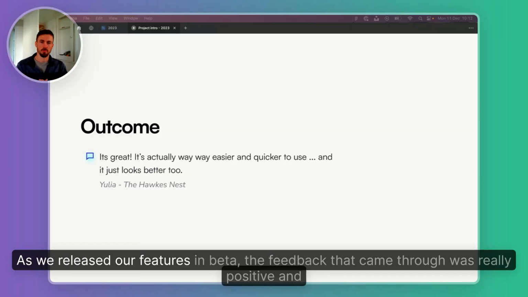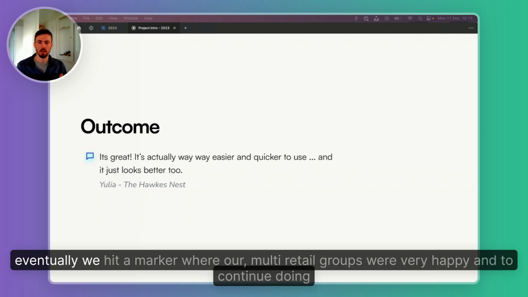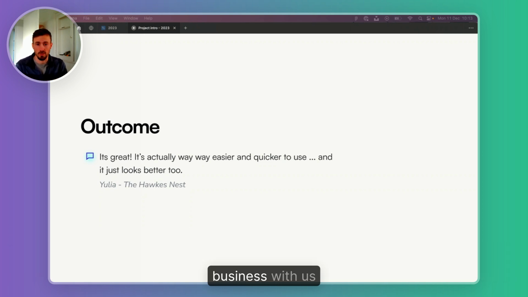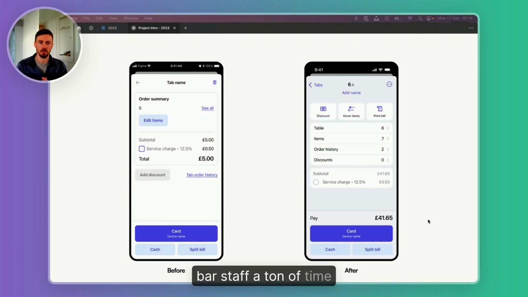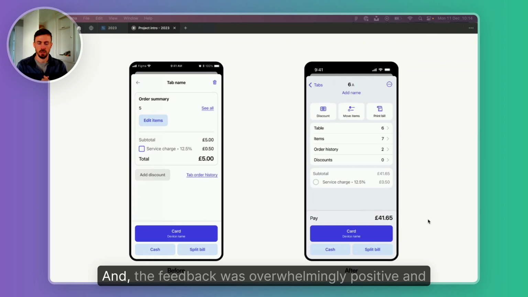As we released our features in beta, the feedback that came through was really positive, and eventually we hit a marker where our multi-retail groups were very happy to continue doing business with us. So the end result was a much more coherent layout and some more advanced functionality that saved the bar staff a ton of time, and the feedback was overwhelmingly positive.